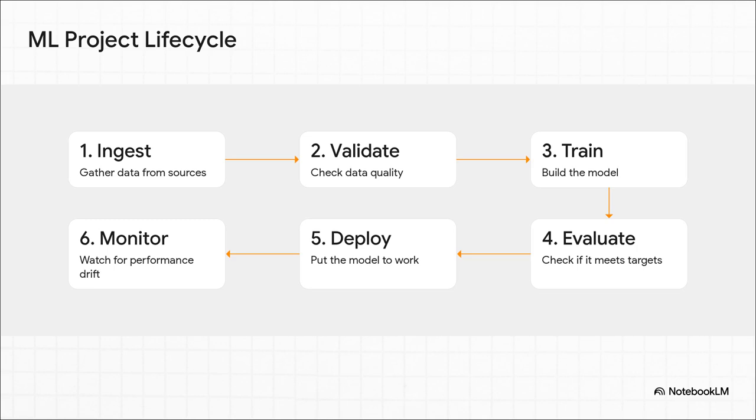So the whole life cycle of an AI project really breaks down into 6 main stages. First, you have to get the data, that's ingest. Then, and this is crucial, you have to check if it's any good, that's validate. After that, you use the data to train the model. Once it's trained, you evaluate it. Does it actually work? Does it meet the targets we set? If it's a yes, you deploy it into the real world.